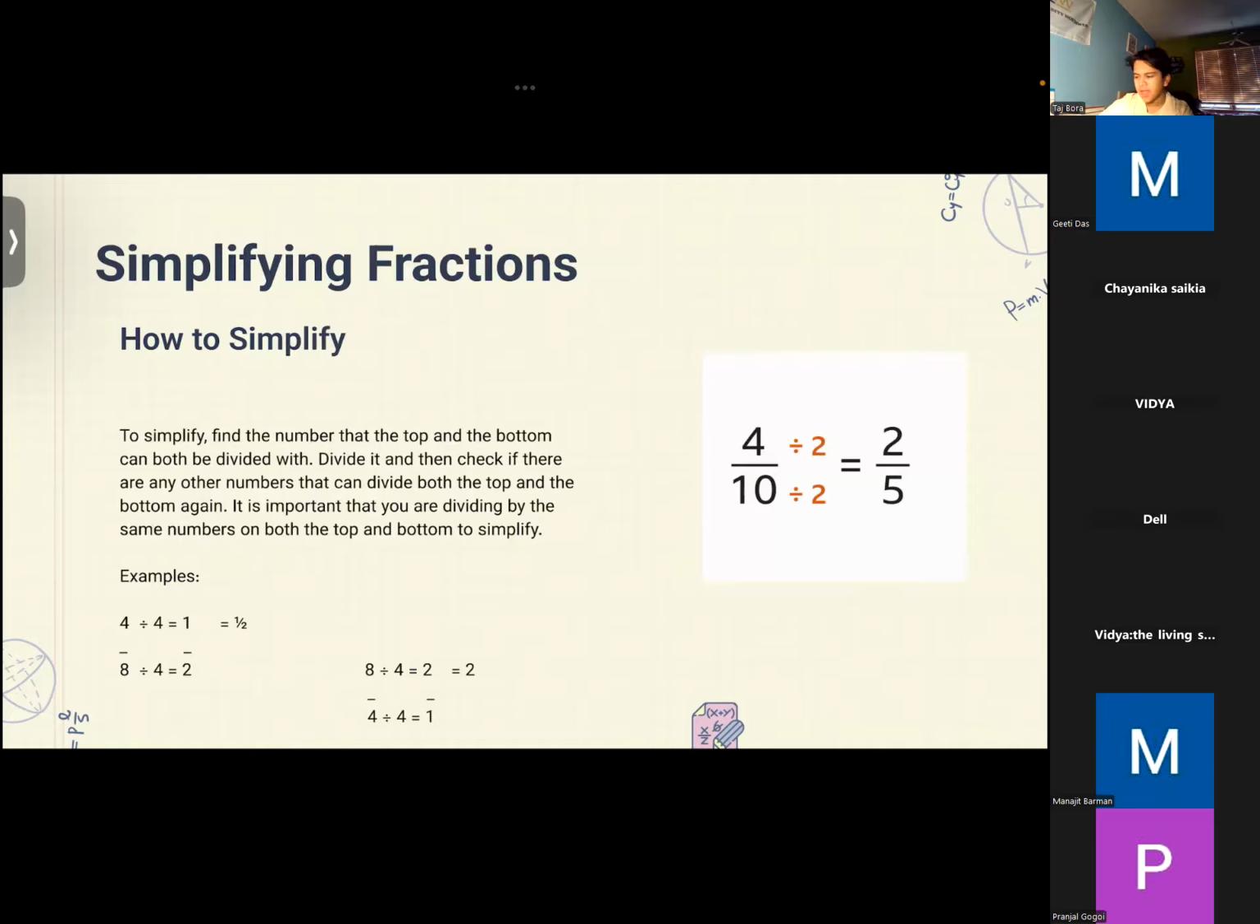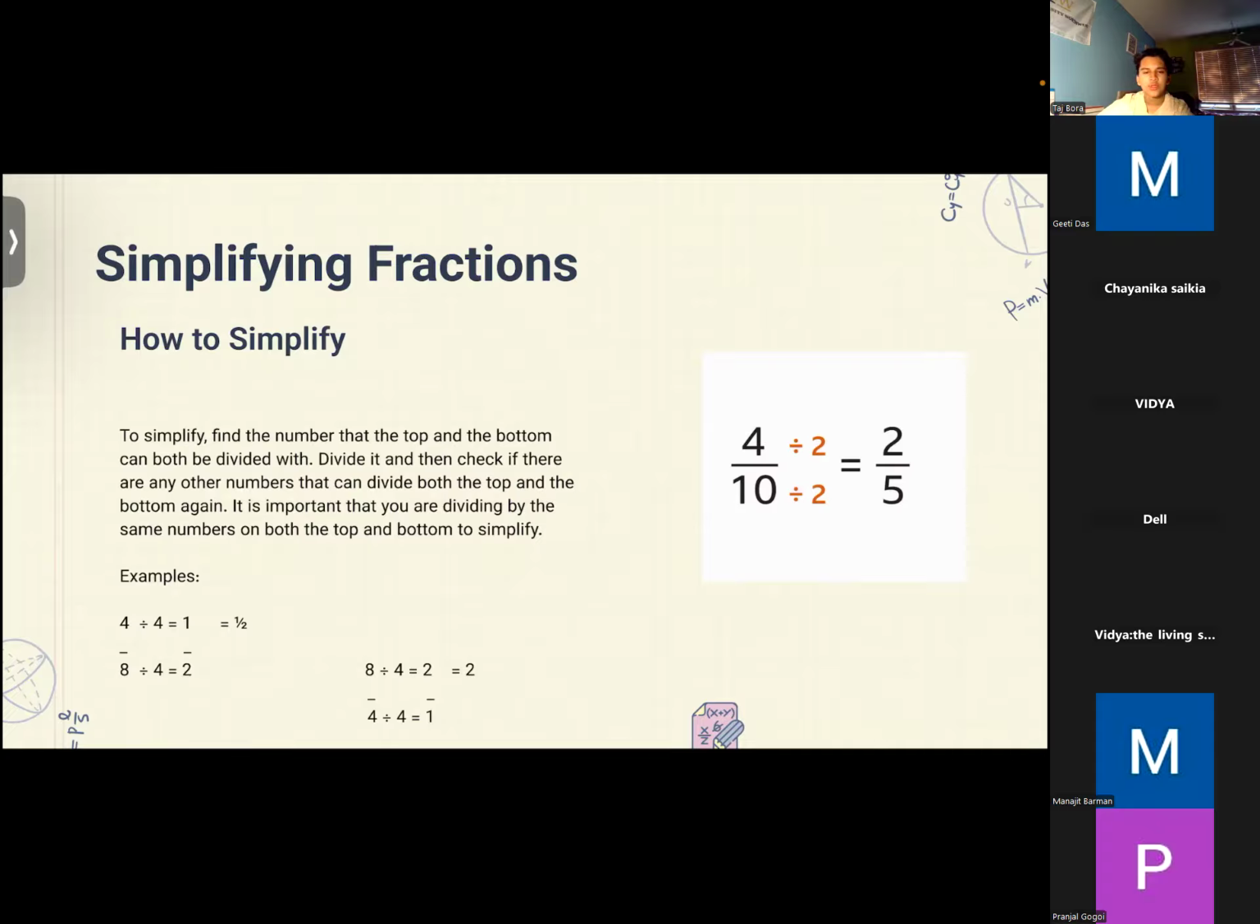And then after you get an answer, it's important that you simplify your answer. So to simplify, you find the number on the top and the bottom that they both can be divided by. So you divide it and check if there are any numbers that can divide both the top and the bottom again. And it is important that you're dividing by the same number on both the top and the bottom. So say we get the answer to our question as 4/8 in the bottom left, you can see that you can divide 4 by 4 and 8 by 4. So the answer would actually be 1/2.